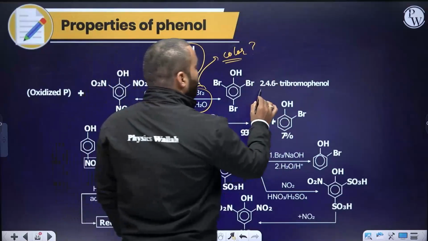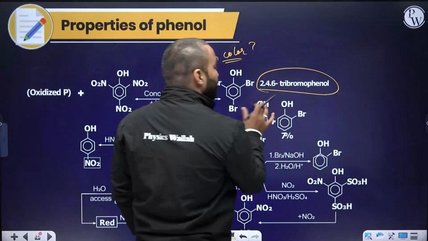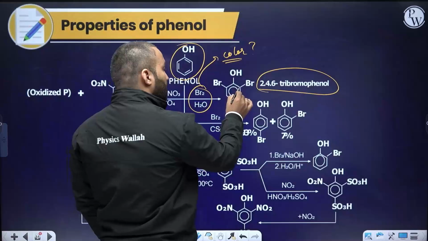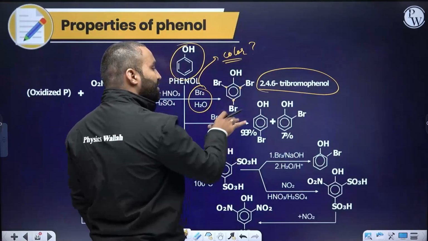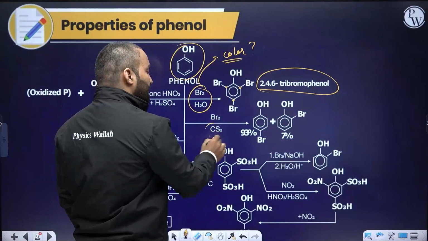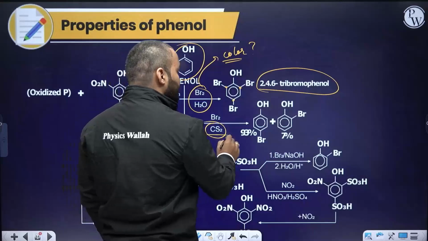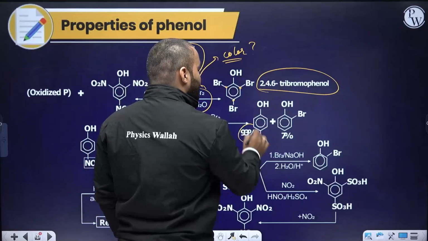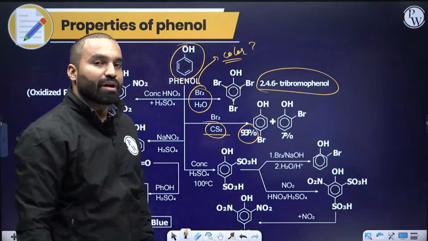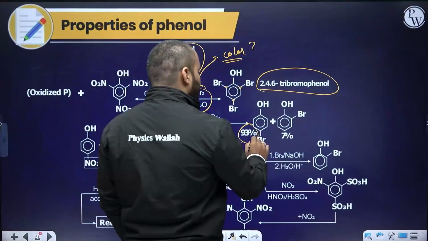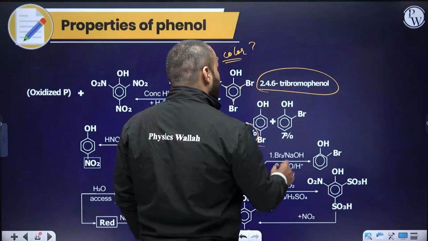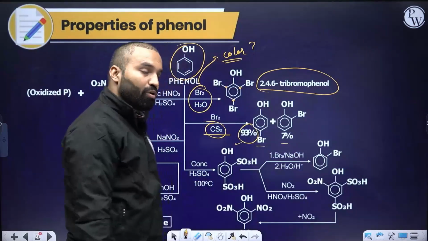You will get 2,4,6-tribromophenol, multi-substitution, all the ortho positions and the para position, everything will be substituted. But if you do that reaction in a non-polar solvent like CS2, you will obtain para as the major compound. These ratios I also recommend you remember: 93% para bromo compound and just 7% ortho compound obtained.